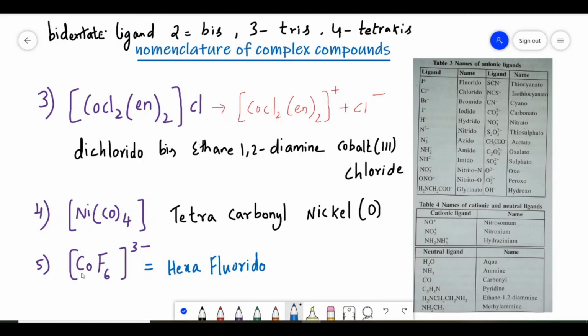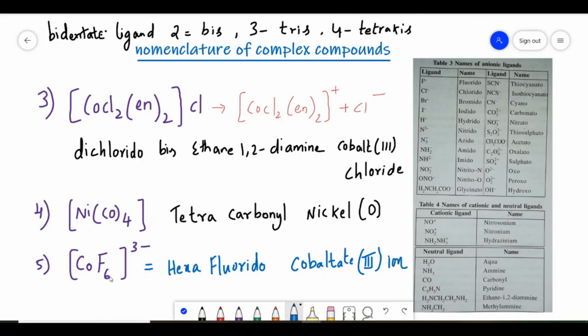And this is an anionic complex. For a cationic complex you have to write cobalt, and for an anionic complex you have to write cobaltate. And the oxidation state, if you calculate this, we get +3. So this is cobaltate(III), and this is an ion, so you have to write ion.